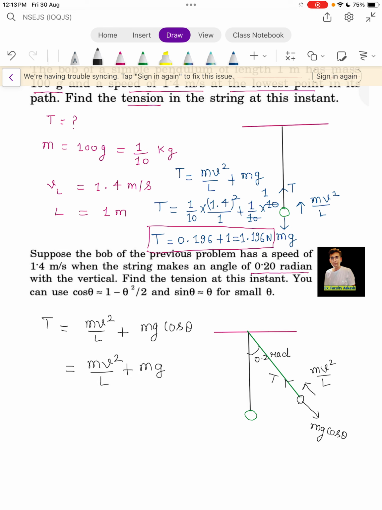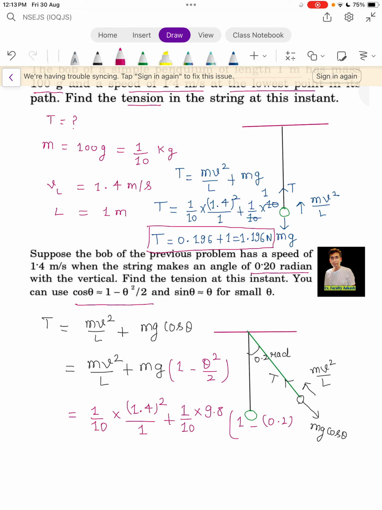In place of cos theta we can write 1 minus theta square by 2, because this is given in question. So this becomes m is 1/10 as in previous problem, v is 1.4 square, L is 1 meter, plus m is 1/10 into g, you can put the value of g as 9.8 into 1 minus theta square, means 0.2 radian square divided by 2.